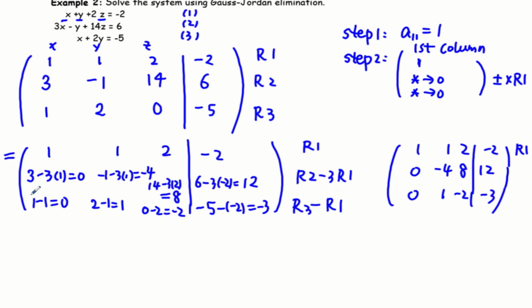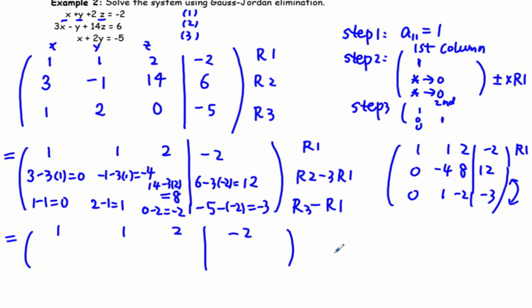And step 3, we know what we want is a second column. The second row is 1, so it's not 1, we switch it. So we are going to switch. Keep the first row here for now. Then we are going to switch R3 with R2. Then we have 0, 1, -2, -3, 0, -4, 8, 12. Okay, so R2, R3 switched.